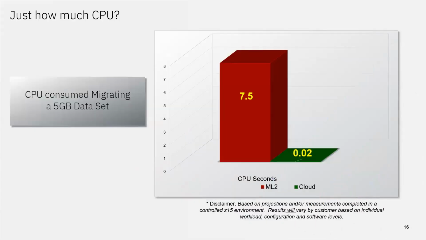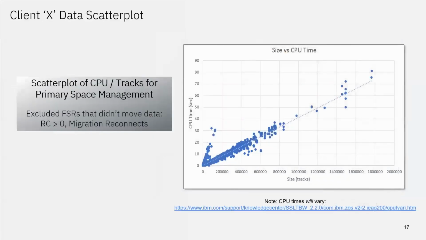So the first question clients ask is, well, just how much CPU? For this, we did a test where, hey, let's move a 5 GB data set. When we write that to tape as ML2, that consumes 7.5 CPU seconds. For cloud, 0.02 CPU seconds. A 375x reduction in CPU.